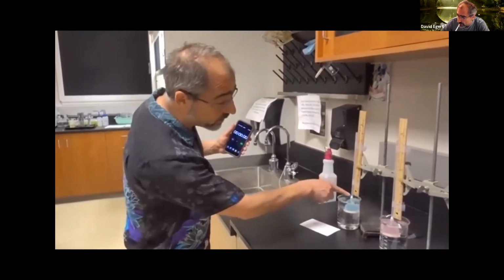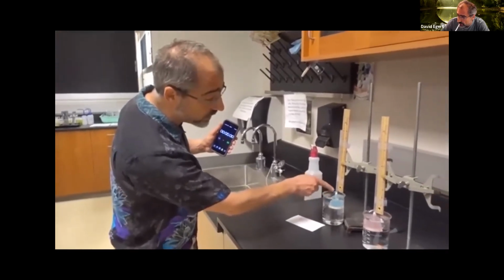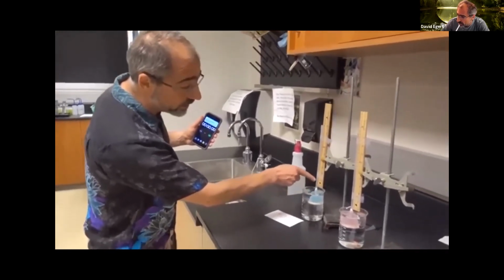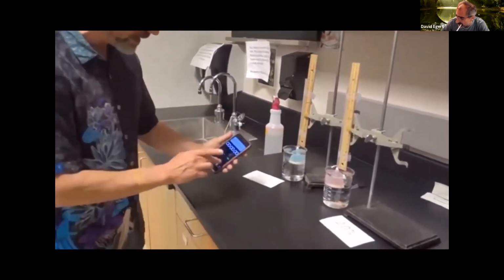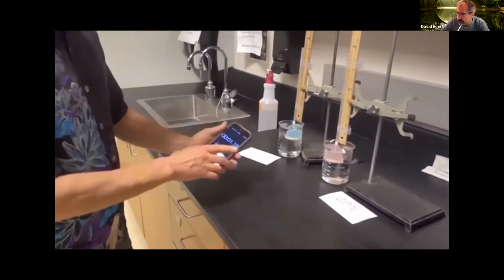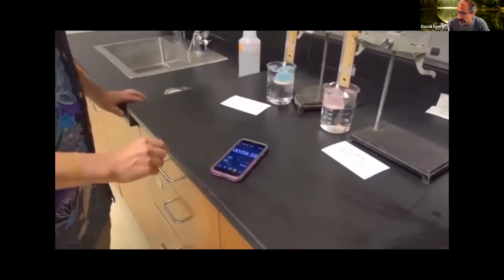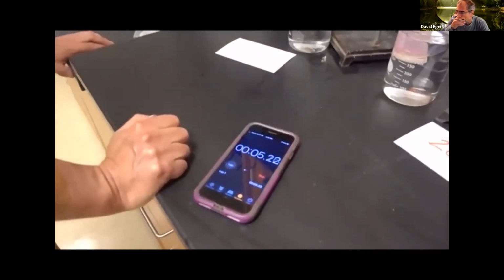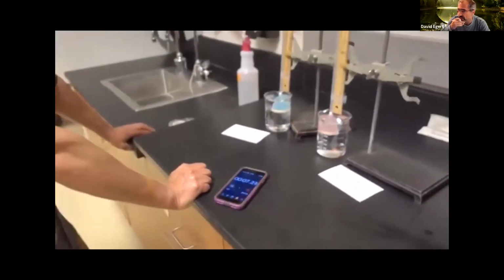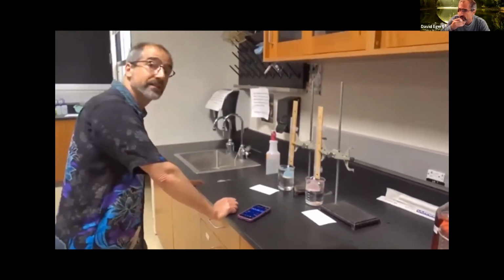That's going to be reflected as water enters and starts rising up. These are both at 0 right now, and I've just set my timer. So at 10 minutes I'm going to see the height in both of these, then at 20 minutes, 30 minutes, 40 minutes, and 50.